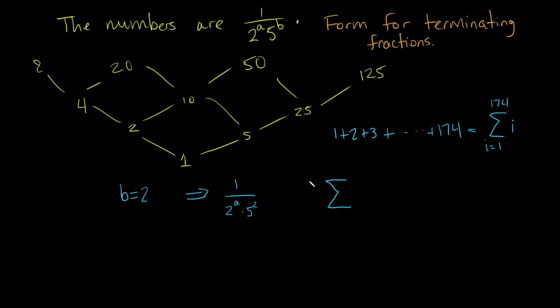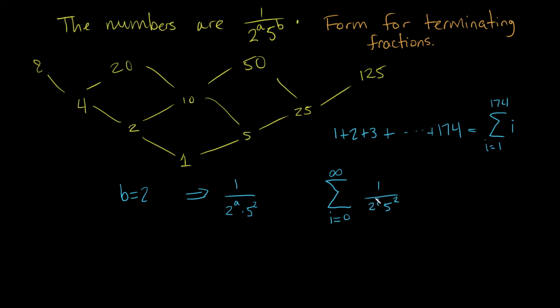So in this case, we're going to start our index at 0 because we want to include 2 to the 0. Then we're going to go up not to any actual number, but infinity, because we're going to include every single possible terminating fraction where the power of 5 is 2. And then we're just going to say 1 divided by 2 to the power of our index, i, times 5 squared.